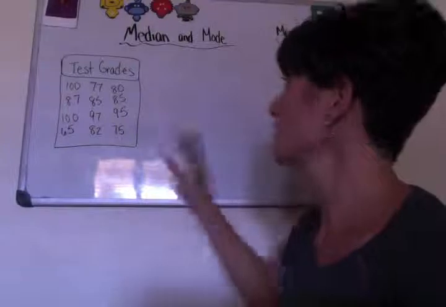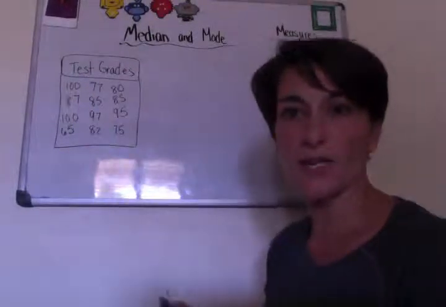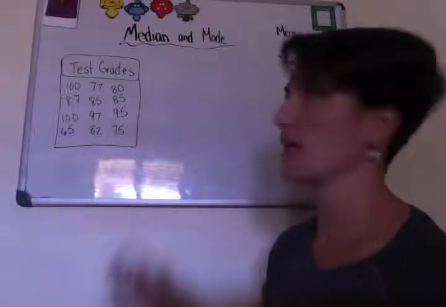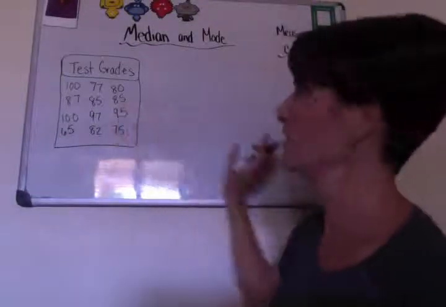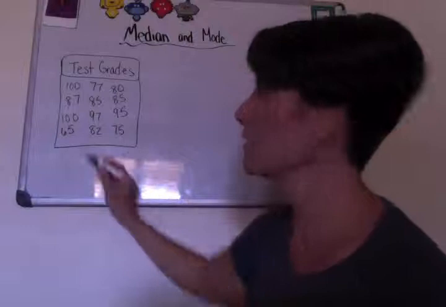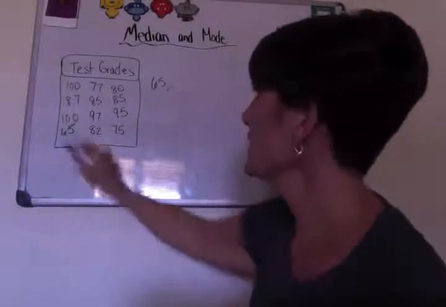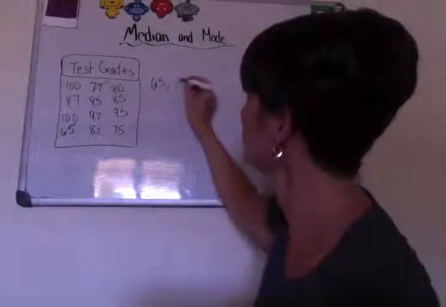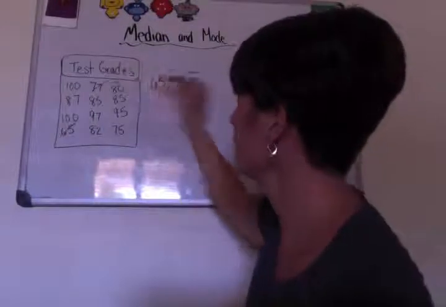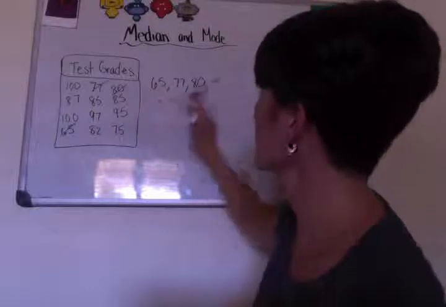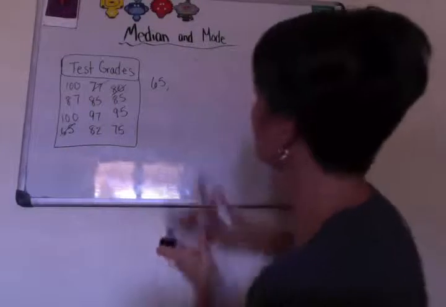All right, just because the data they've given us is organized a little bit differently, we're still going to put it in order from least to greatest. In this case, we've got quite a few numbers, so I'm definitely going to cross them off as I put them over here. So my lowest score in this case was 65. And then let's see, I have a 77. And then I go to an 80, and then it looks like, oh, I forgot a 75, so I've got to go back and fix this.